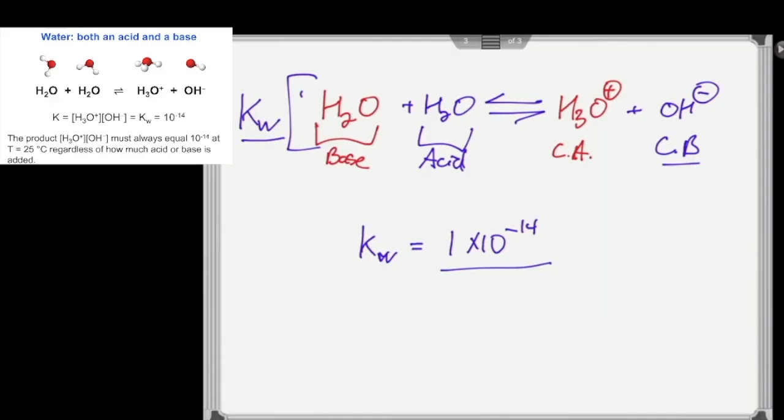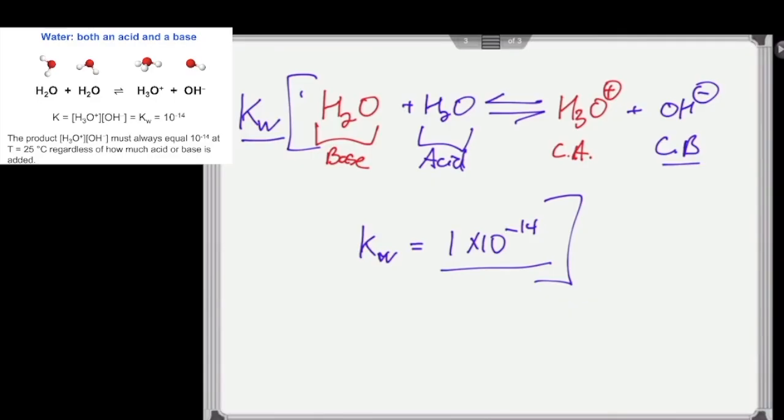What do you expect now? Is this a product favored or starting material favored equilibrium, given this value? If Kw is 1 times 10 to the minus 14, yeah, this is way reactant favored, right? So it doesn't happen a lot. It's there, a tiny amount of it. All we say from this is that water spends most of its time being nice neutral water. Some of it can ionize though, on its own, floating around.